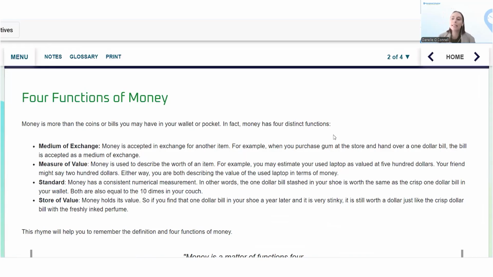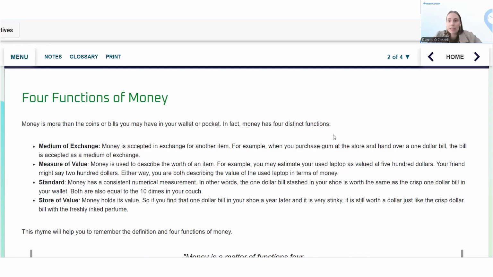We also use it as a standard. So this has the consistent numerical measurement. So $1 at the bottom of your couch that looks a little bit worse for wear, that's crumbled up, is worth the same amount as $1 that you have in your wallet that still looks pristine and crisp. And both equal to 10 dimes in your couch. So each of them is a way of describing the measurement.